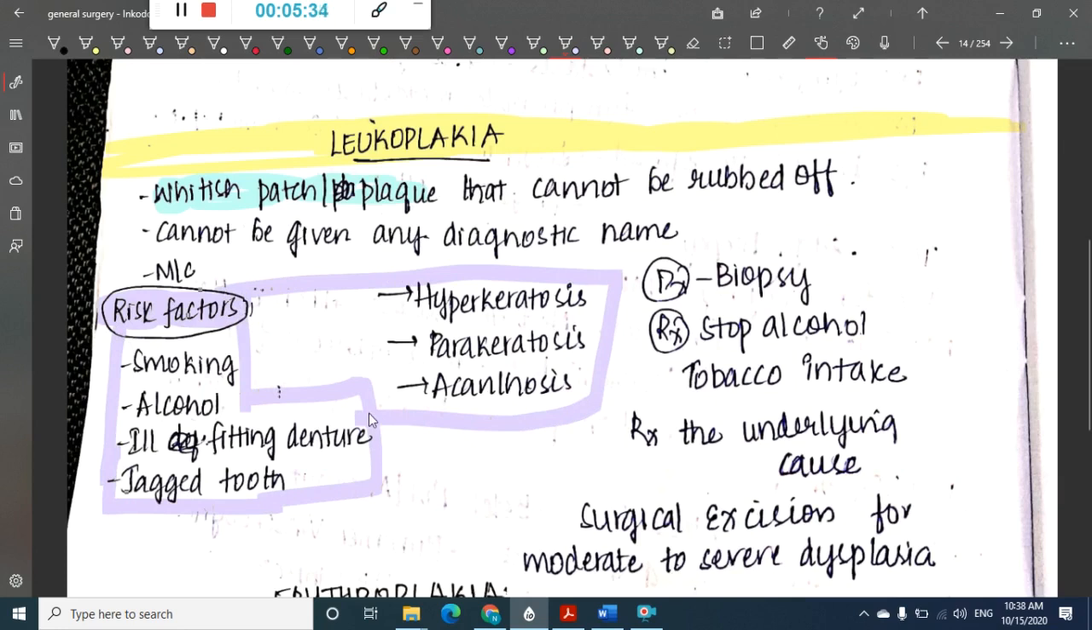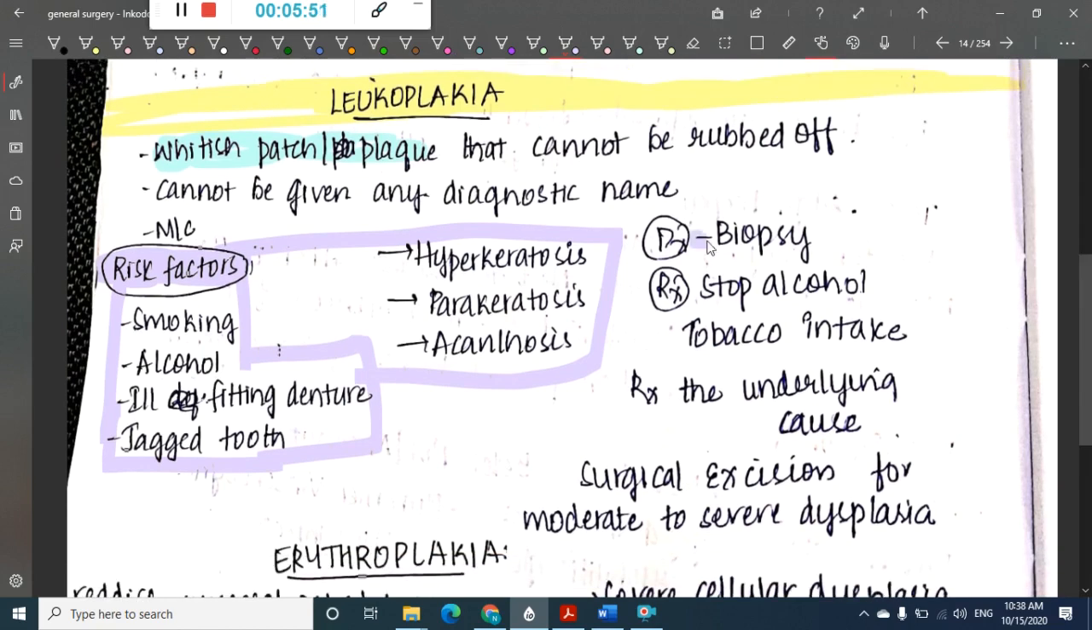Okay, this leukoplakia is seen in smoking, alcohol, ill-fitting denture, jagged tooth, hyperkeratosis, parakeratosis, and acanthosis. In these conditions you see leukoplakia. Then what is the diagnosis of leukoplakia?